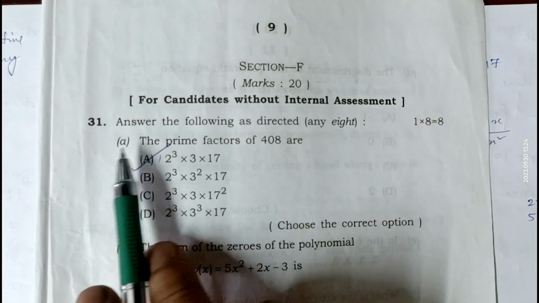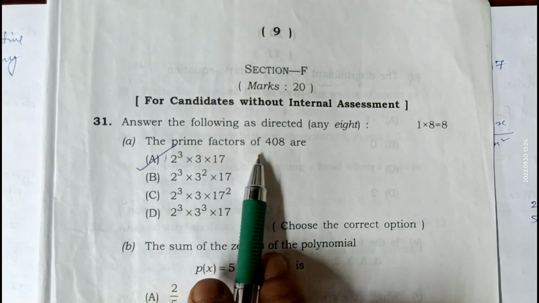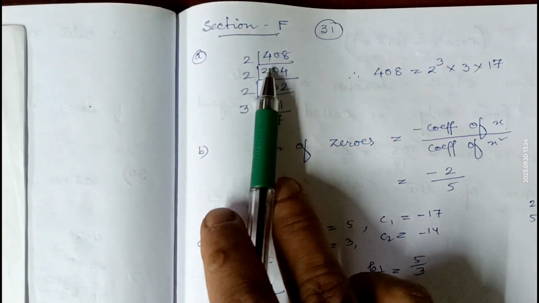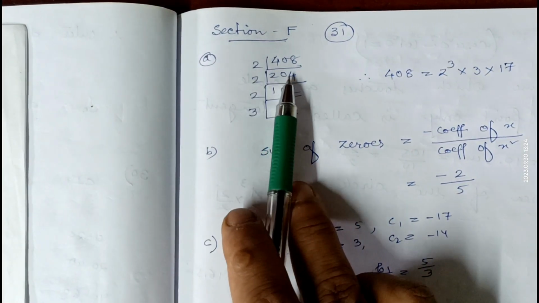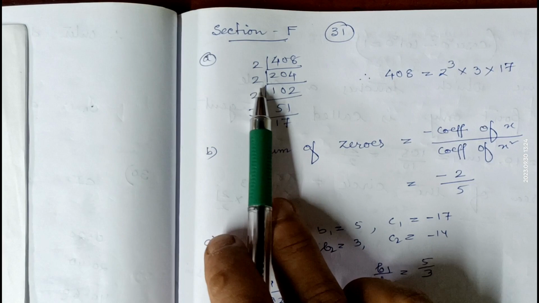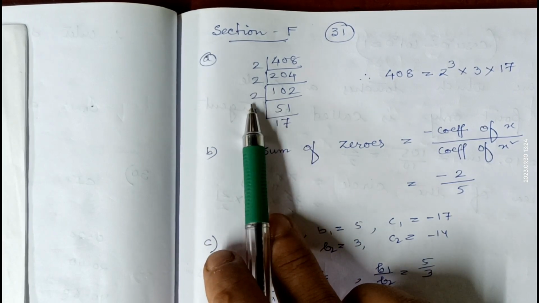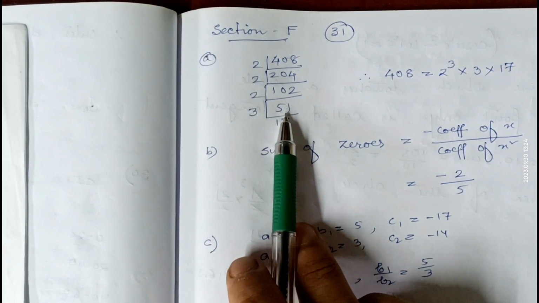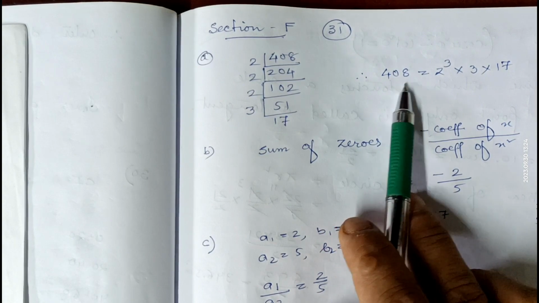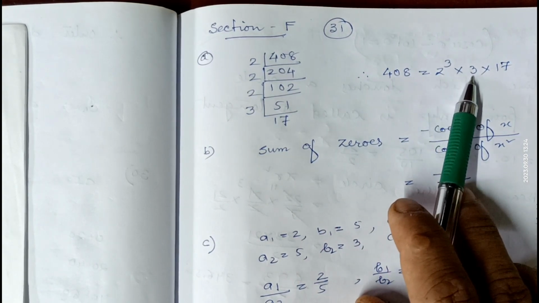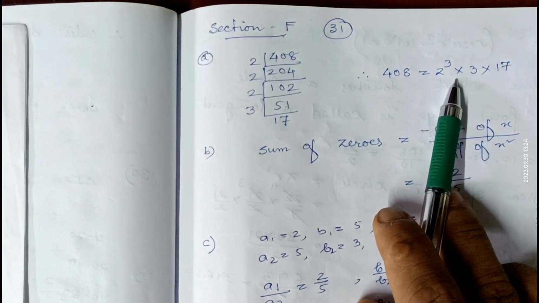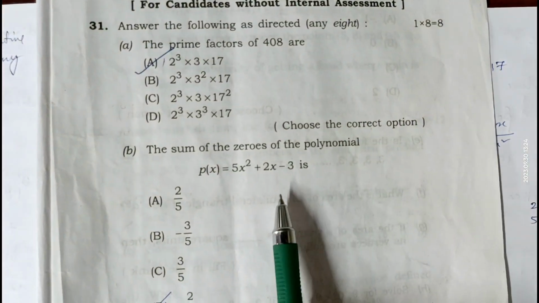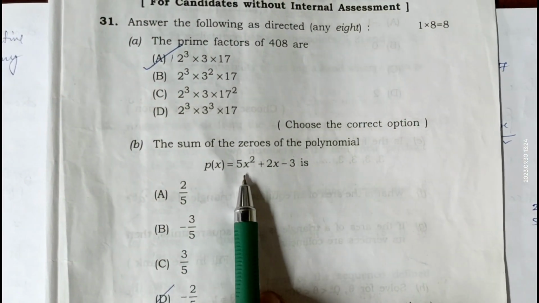In section F, question number 1 is the prime factors of 408. Prime factors of 408: if you divide by 2 it will be 204. Again divide by 2, 102. If you divide by 2, 51, and 3 times 17 is 51. So 408 will be 2 cube into 3 into 17. This is the answer.